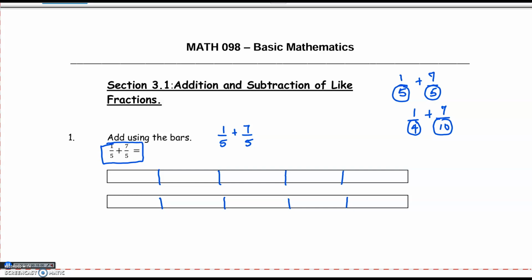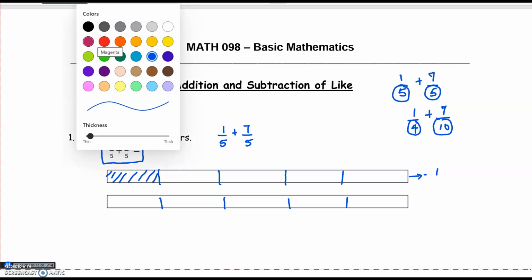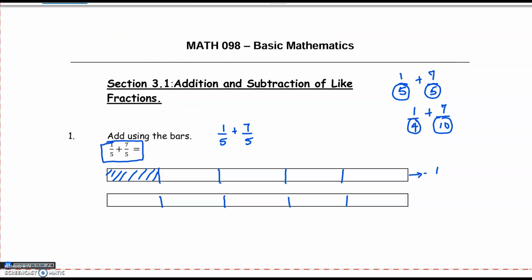So we are counting fifths. So I've divided each whole. Let's say this is a whole 1. We've divided it into fifths. So I'm going to take a fifth from the first fraction, just 1/5, and I'm going to add 7/5. Remember that each section or cell is a fifth. So I'm going to add 7 more.